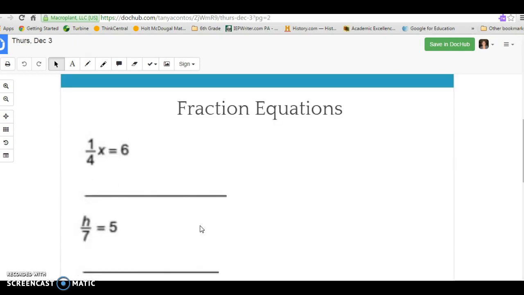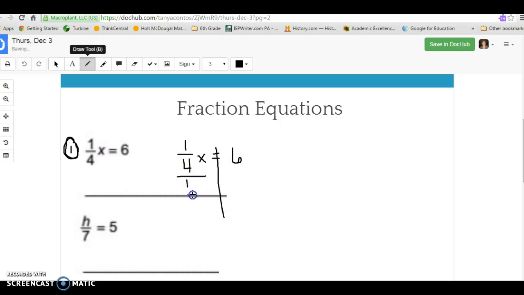All right, in terms of fraction equations, everyone, just to give you a couple of examples to help you complete your lesson for today. If we notice here in number 1, we have 1/4 being multiplied by x equals 6. So remember, we have to think to ourselves, what is being done to x and what is the opposite? We're going to do the inverse operation to both sides. So, since 1/4 is being multiplied by x, we need to now divide both sides by 1/4.